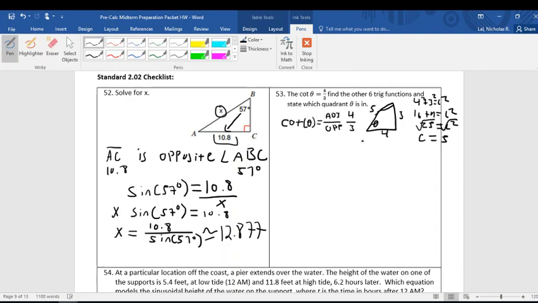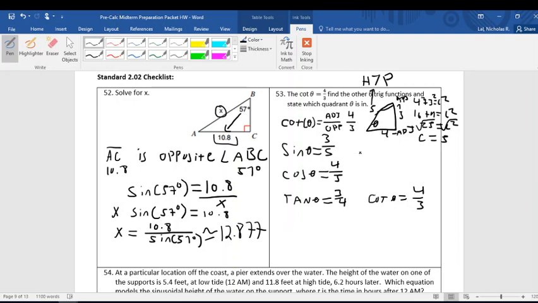Alright. So, now that we have our three sides, 3 is the opposite, 4 is the adjacent side, and 5 is the hypotenuse. So we need to find the six trig functions. Sine of theta is opposite over hypotenuse, that's going to be 3/5. Cosine of theta is adjacent over hypotenuse, 4/5. Tangent of theta is opposite over adjacent, which is 3/4. Cotangent is obviously 4/3.